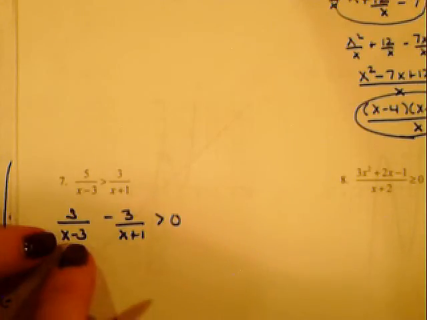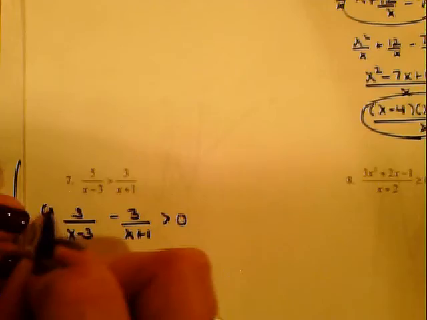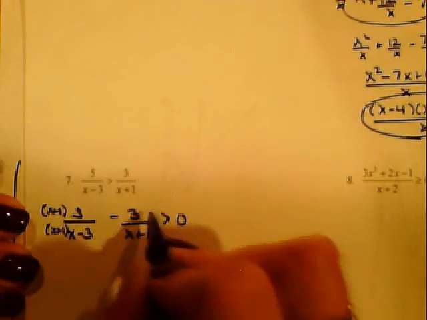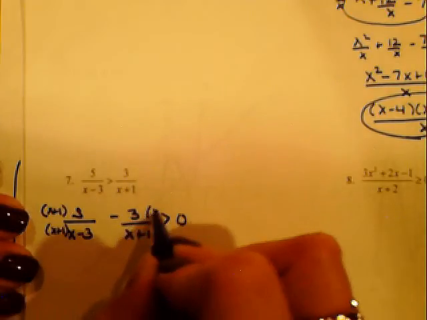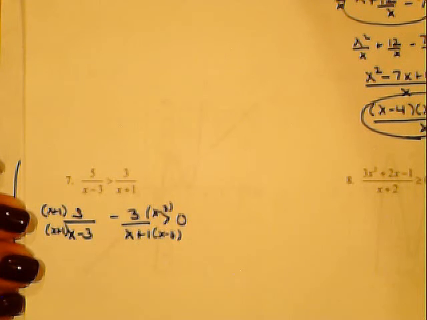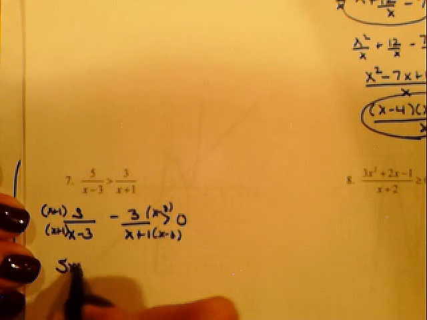My least common denominator is x minus 3 times x plus 1, so I can multiply my first fraction by x plus 1 over x plus 1. Multiply my second fraction by an x minus 3 in the numerator, x minus 3 in the denominator, to get that least common denominator. Make sure you distribute the 5 to x plus 1, that'll give me 5x plus 5.